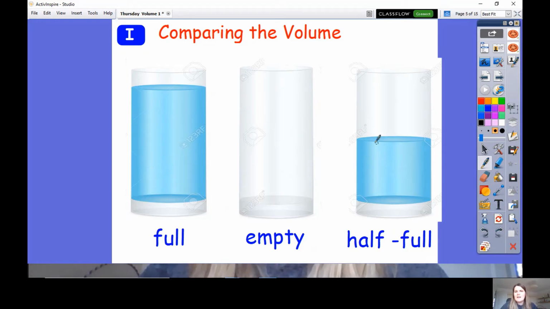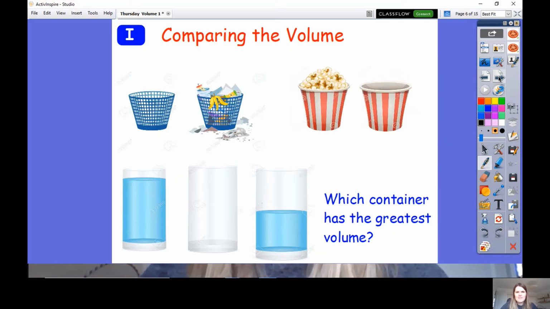And this one, how do we know that this is half full? Well, if we were to draw a line, we'd see that half of the container has liquid and the other half is empty. So its volume is half full. Okay, so let's compare different volumes. Which container has the greatest volume in it?